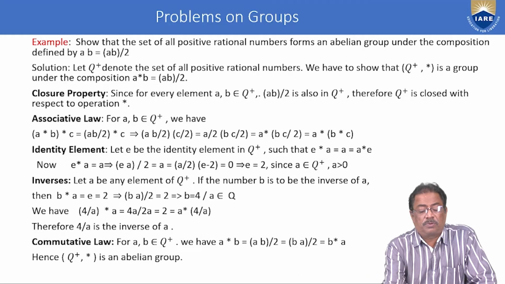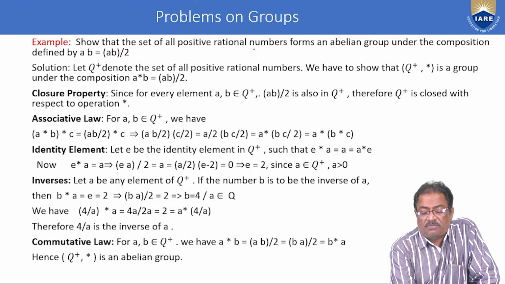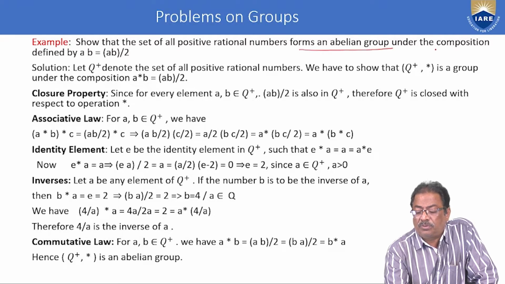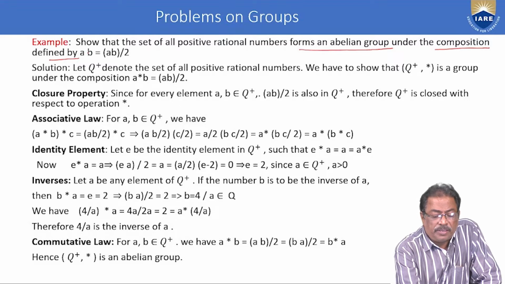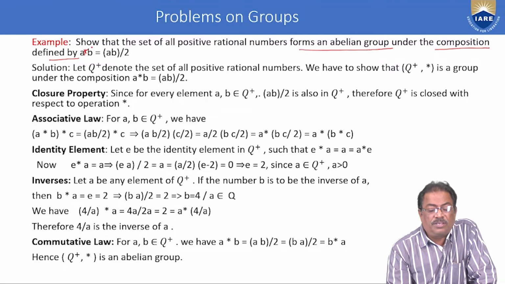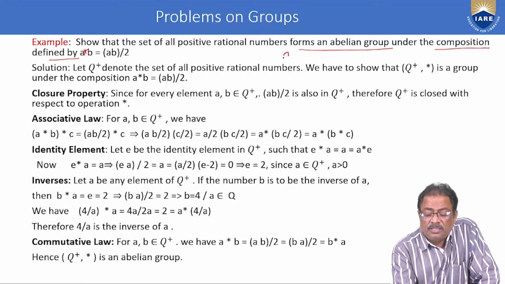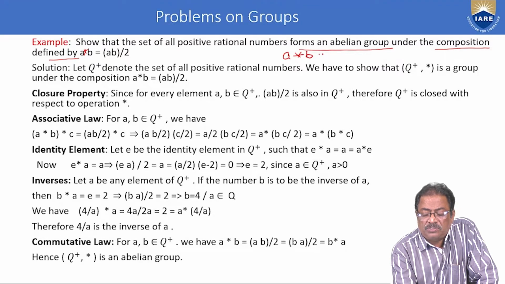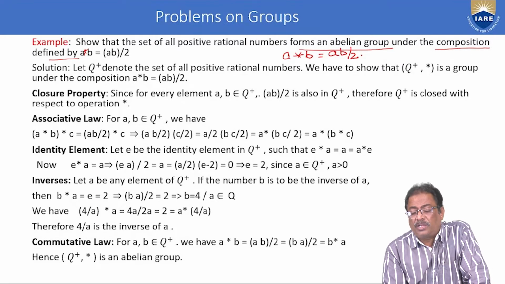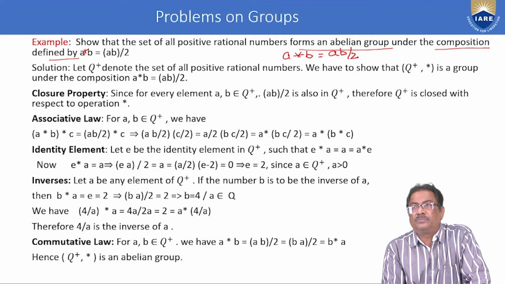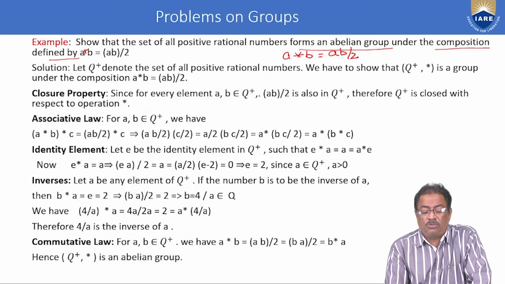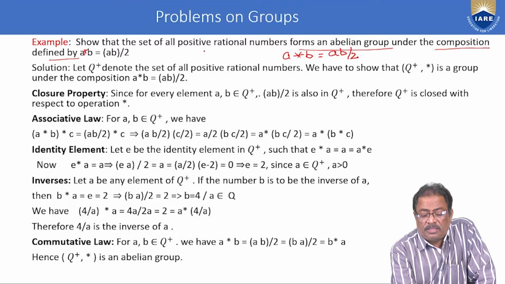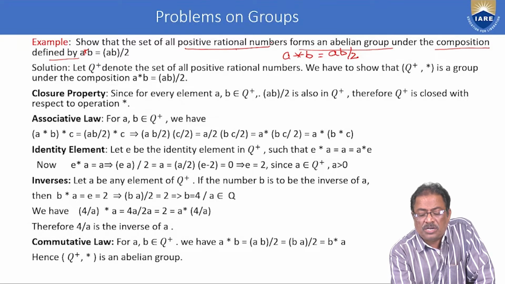Now, the first problem is: show that the set of all positive rational numbers forms an abelian group under the composition defined by A star B is equal to AB by 2. So here the binary operation is given like this, AB by 2. We have to prove that it is an abelian group under the composition. Now, see here, the set is the positive rational numbers.